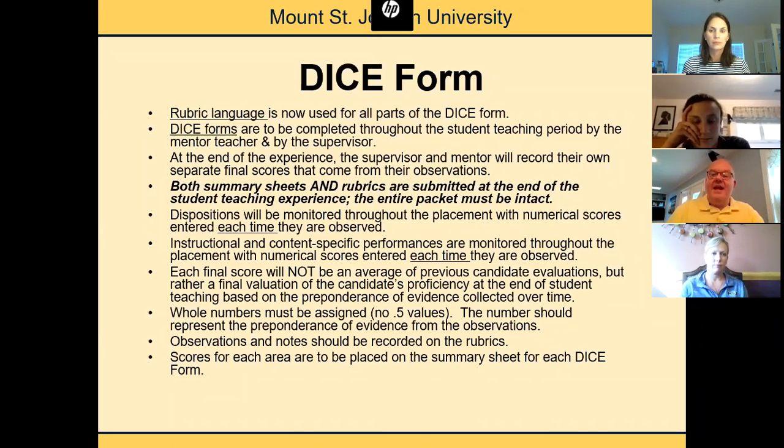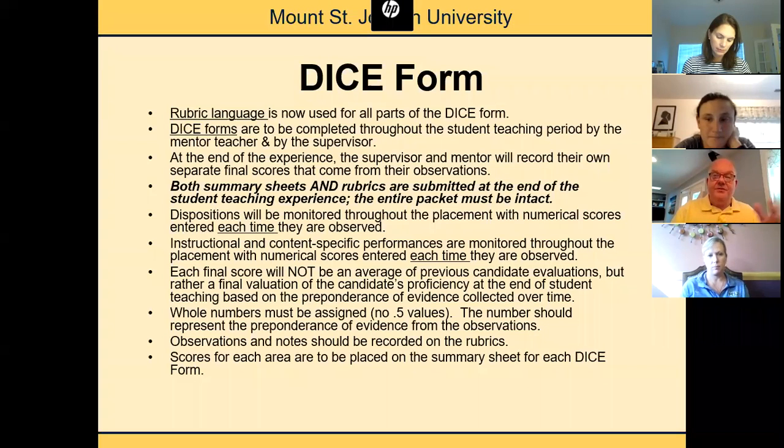It's not an average. Again, we'll cover that in the training video about the DICE form. But what's really important to remember is that the DICE form is one document. People like to separate them out because of the rubrics with all the numbers, and then there's the summary sheet where you have to put what numbers you have on it for a final score. People sometimes just give me the summary sheet without the rubric. We need both of them.